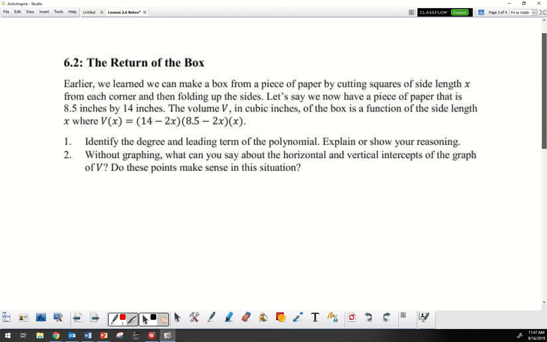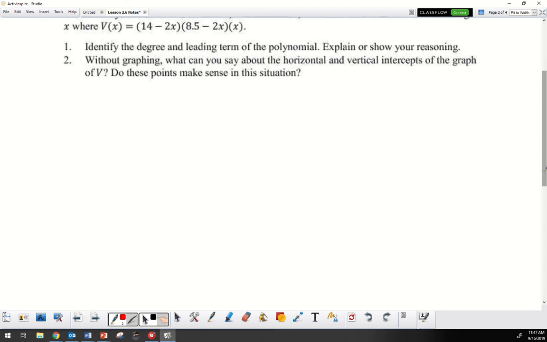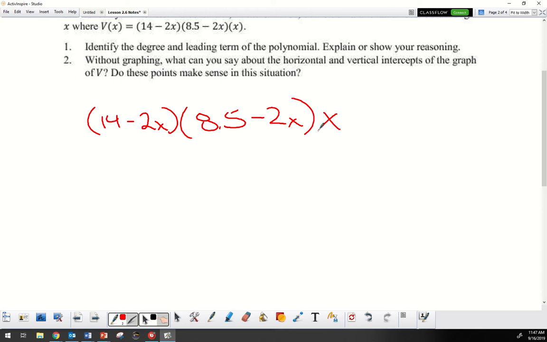Okay, so I'm going to do that. Let's go ahead and I'm going to bring this down. 14 minus 2x, 8.5 minus 2x times quantity of just x. Now, I have to distribute all this stuff together. So all this stuff has to go together. So I'm going to start off by putting the x into the first one. So I'm going to start from the back here.